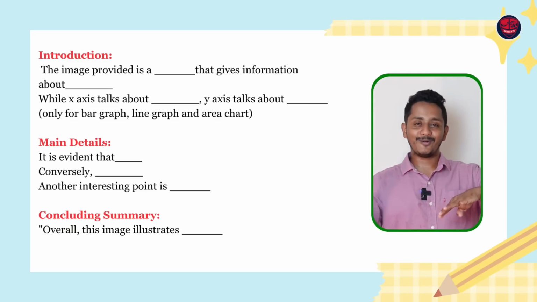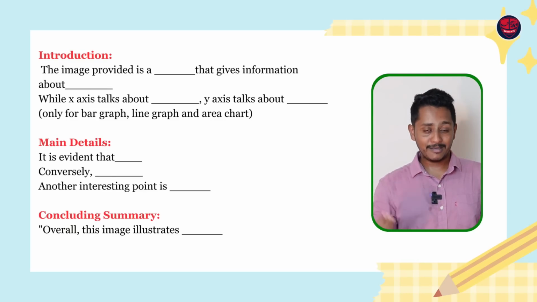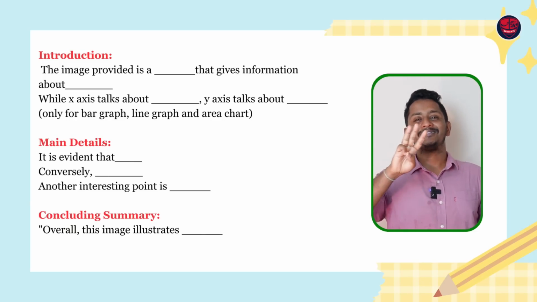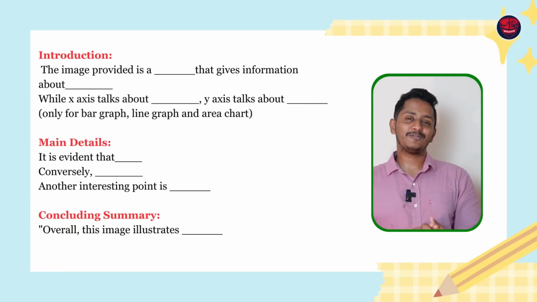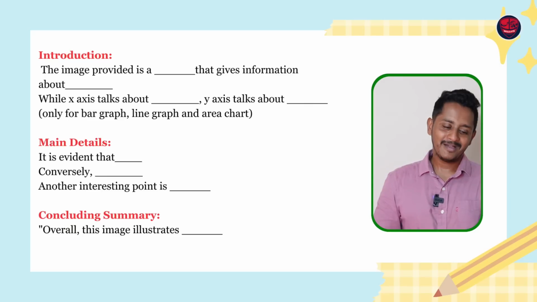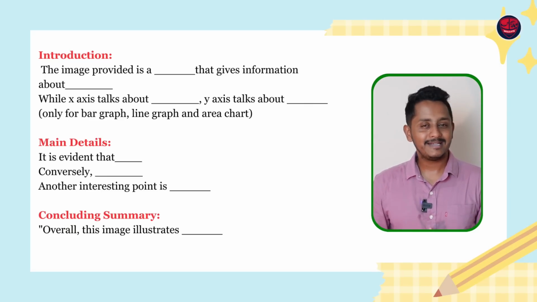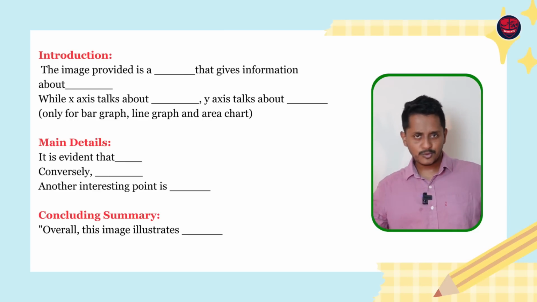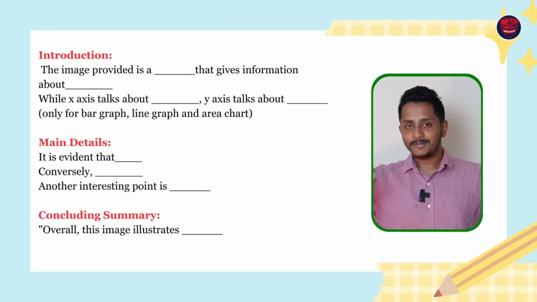Key content or poor content doesn't matter. Some content from the image, 3 sentences. It is evident that, conversely, another interesting point. These 3 sentences, if you master just these 3 sentences, man. 1 sentence probably 7-8 seconds. 25 seconds you speak this, done and dusted. You will get good score from describe image, 100% guaranteed.